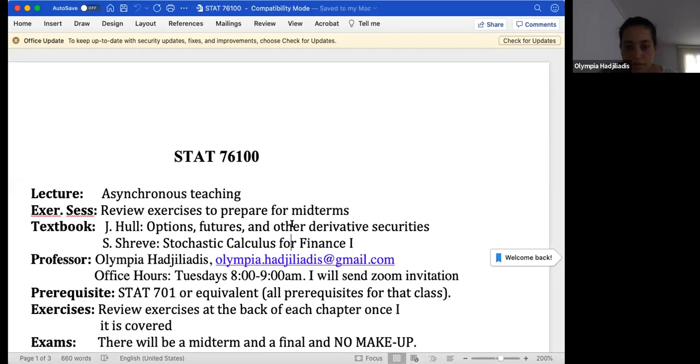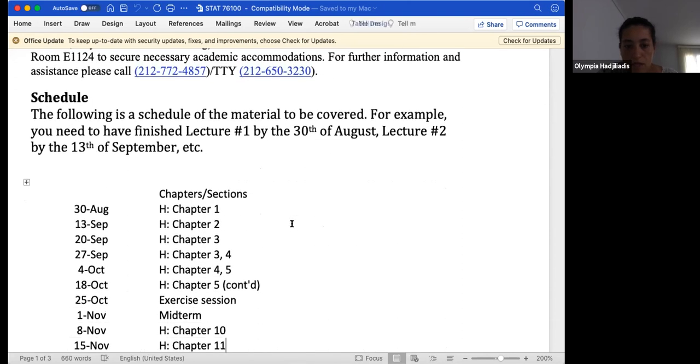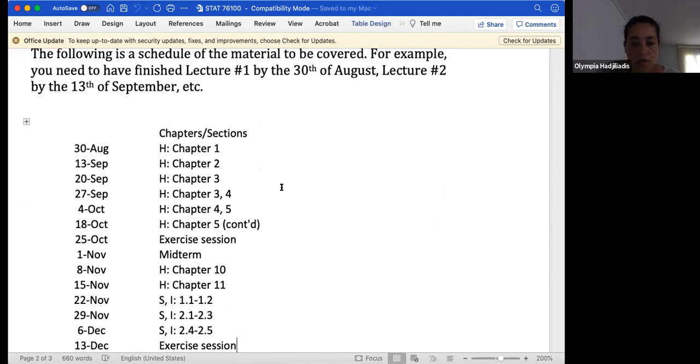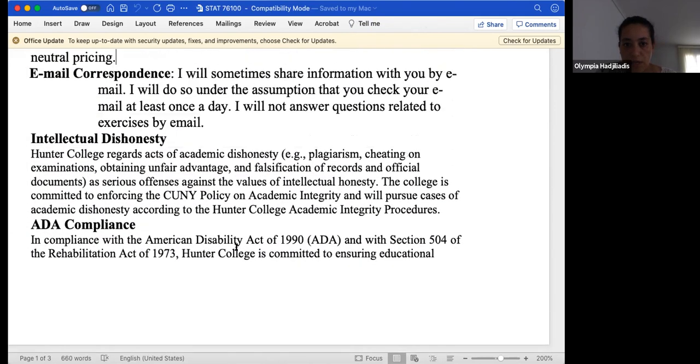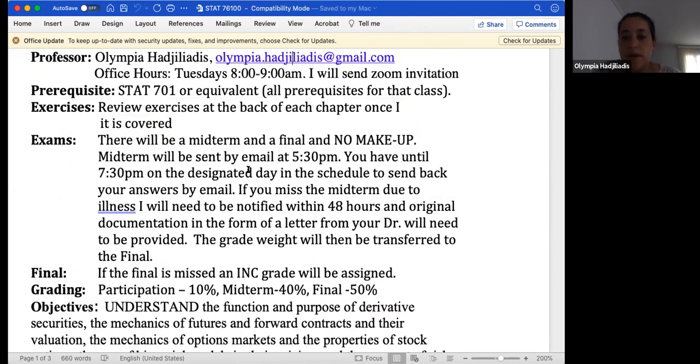So let's share the screen once again. Your midterm is on November 1st, and the way it's going to be conducted is that it's going to be sent to you by email at 5:30 p.m. on that day, and you will have until 7:30 p.m. on that day, November 1st, to send back your answers by email.